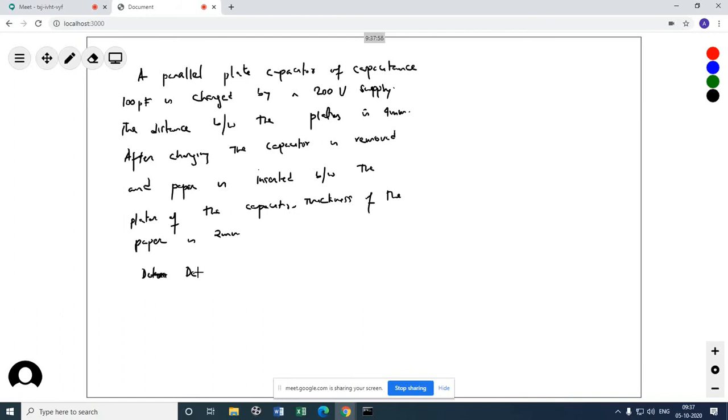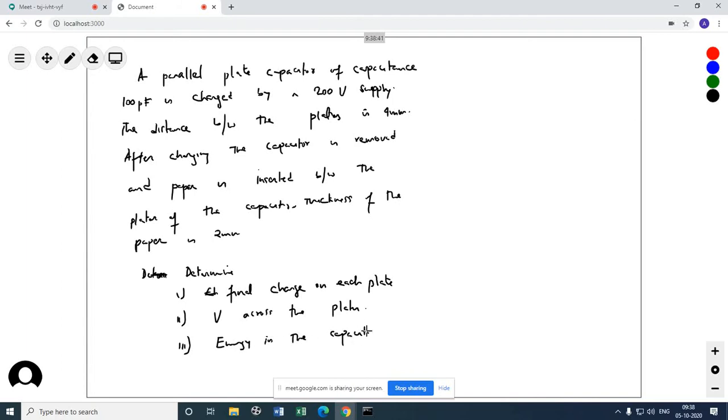Determine: number 1, the final charge on each plate; number 2, the potential difference V across the plates; number 3, the energy; and number 4, the energy loss. So let's see.